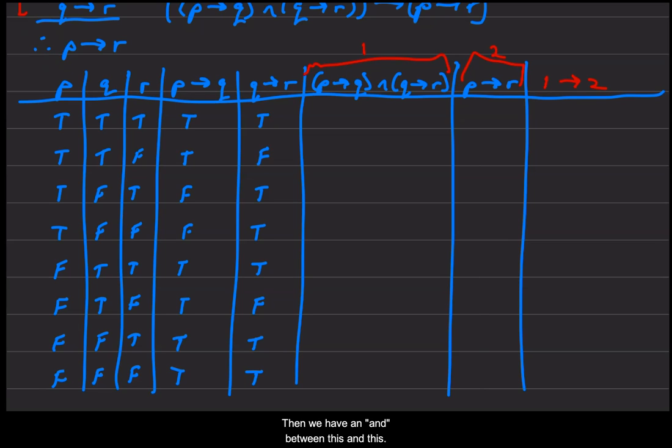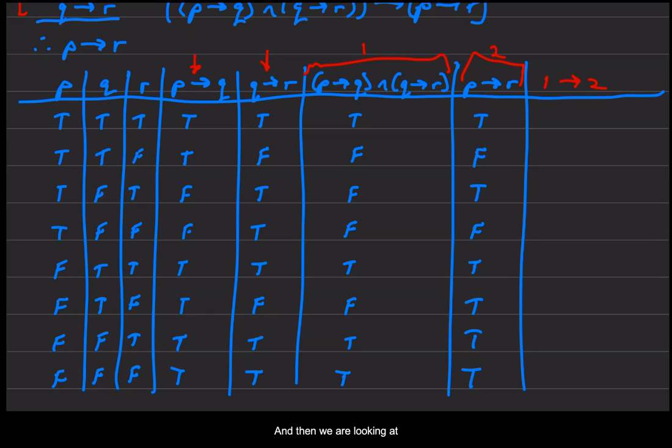Then we have an and between this and this. So true and true is true, true and false is false, false and true is false, false and true is false, true and true is true, true and false is false, true and true is true, true and true is true. Then we have P then R. True then true is true, true then false is false, true then true is true, true then false is false, false then true. All these next 4 are false on the premise, so they're all true.